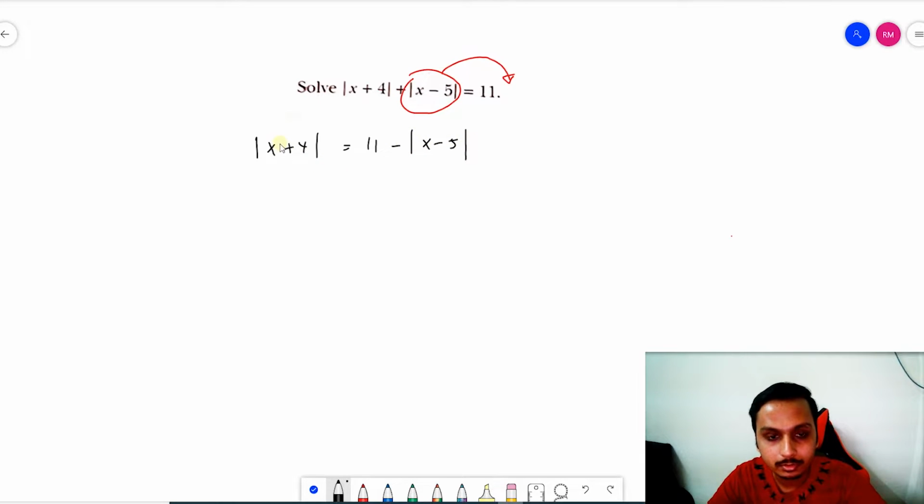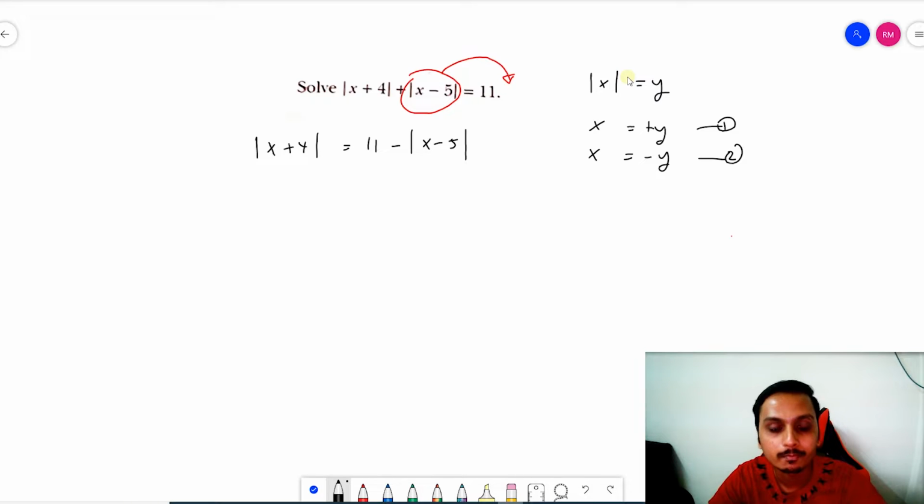Alright, so remember when we want to open the modulus of any equation, we have to split it into two different equations. For example, if modulus x is equal to y, then to open the modulus, it's going to be x equals positive y, equation number 1, and equation number 2 will be x equals negative y. So we'll be having two different equations whenever we want to open the modulus. We need to remember that. So we need to use the same method right now.